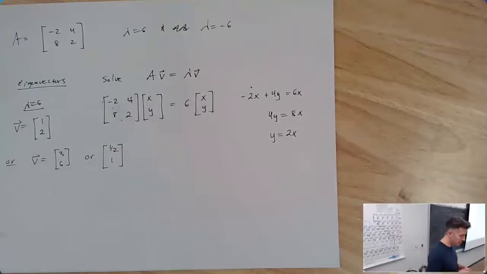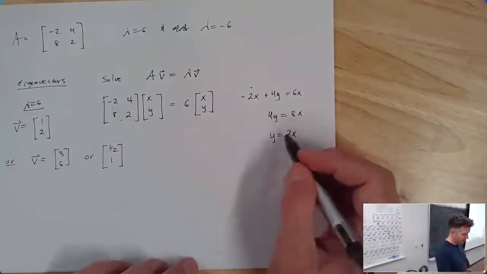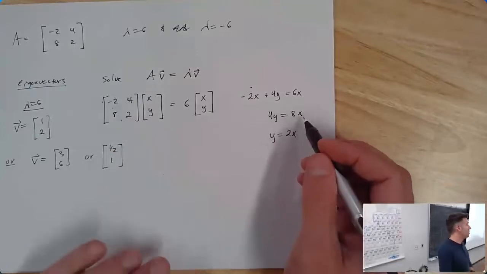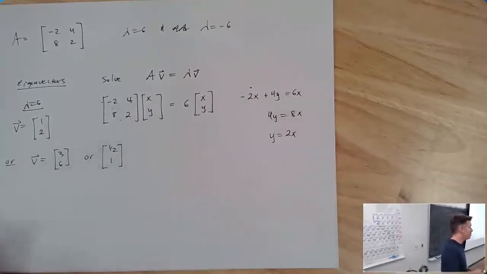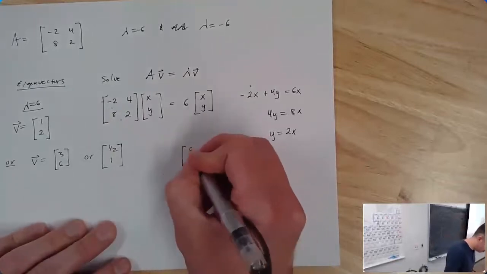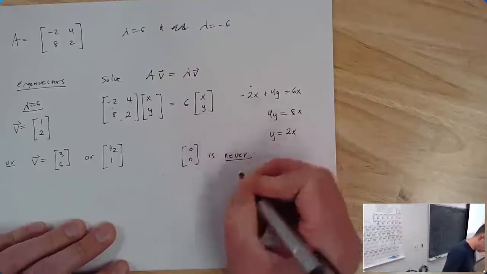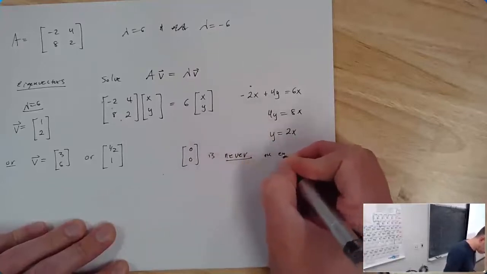So the gist here is that when you get to this point where you have y equal to something times x, or 4y equal to something times x, you just have to choose. And the only thing you can't choose is both x and y equal to 0. So I'm going to make it extra super clear: (0, 0) is never an eigenvector.